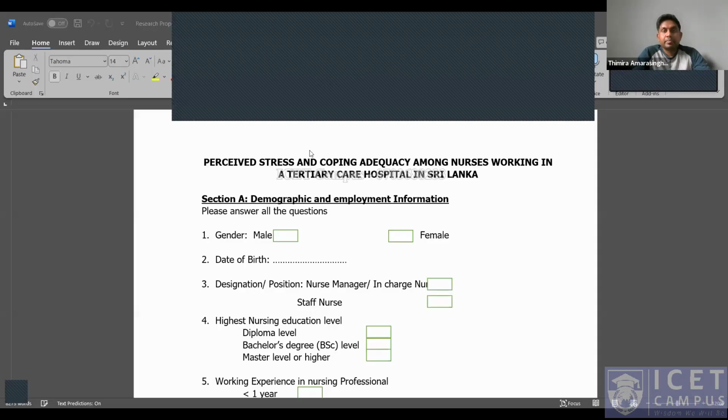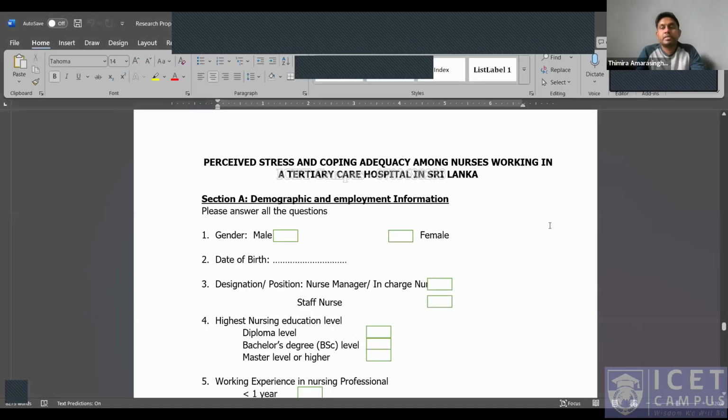Hope you can see the screen here. Right. Now this is a research tool. This research tool is prepared using previously validated standard tools.